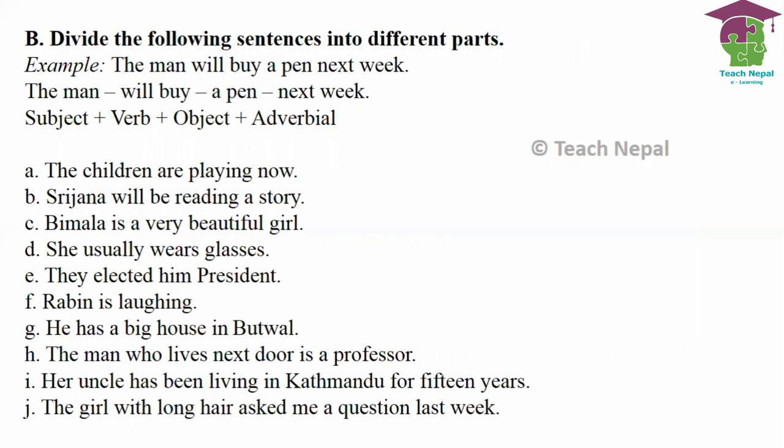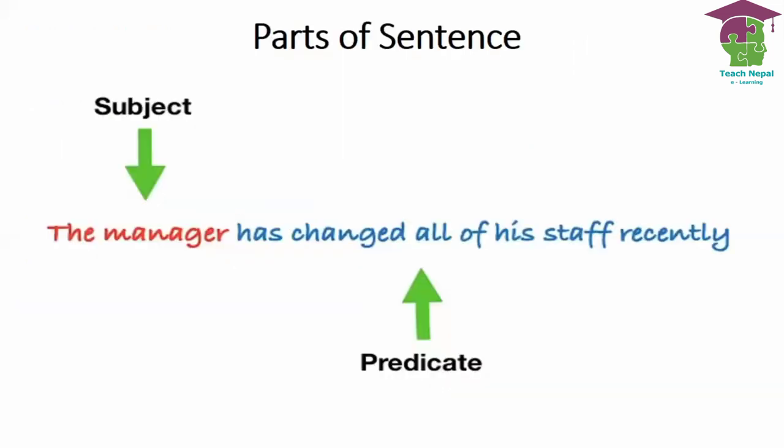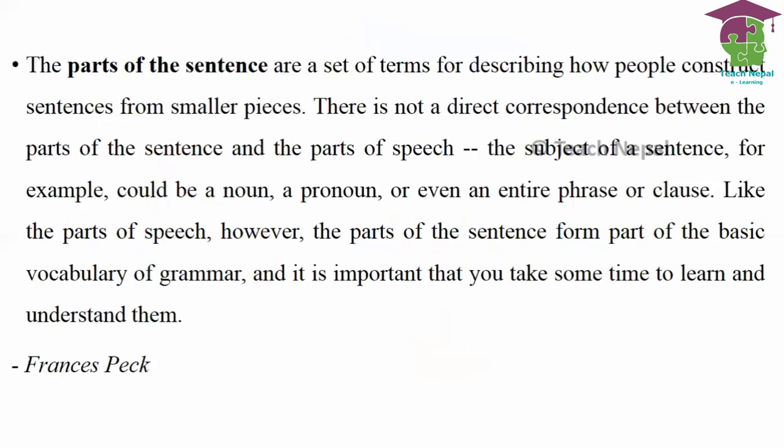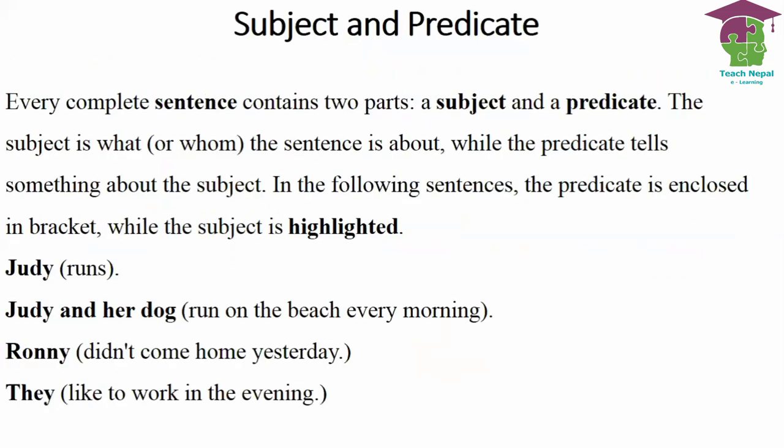The man will buy you a pen next week. It means the man, this is the subject, will buy is the verb, a pen is the object, next week, this is the adverbial. So among the parts of a sentence, the main parts are subject and predicate. Subject is that which comes in the beginning, that's a noun or pronoun, right? Predicate is the verb and the object part, we call that the predicate, right?